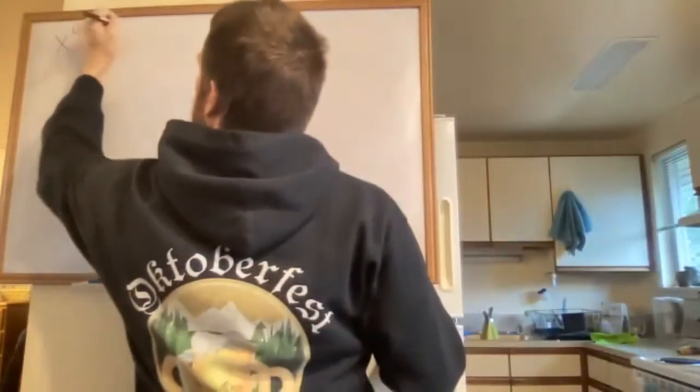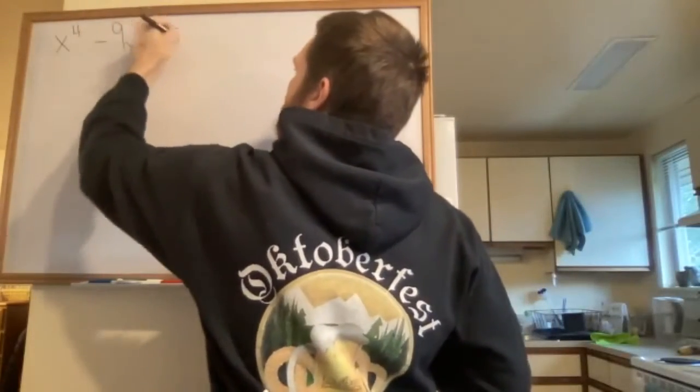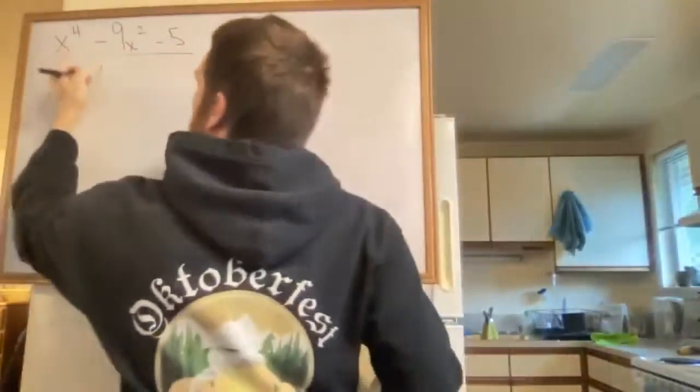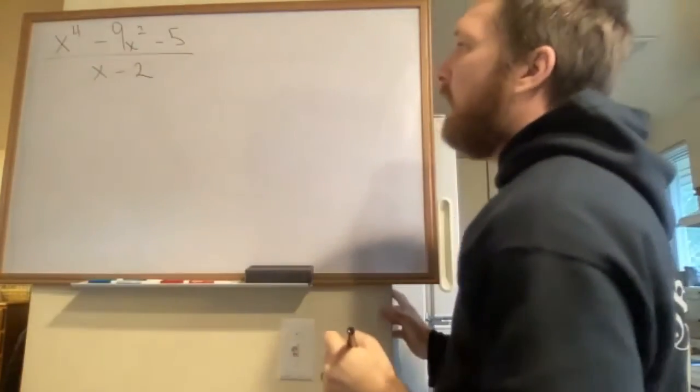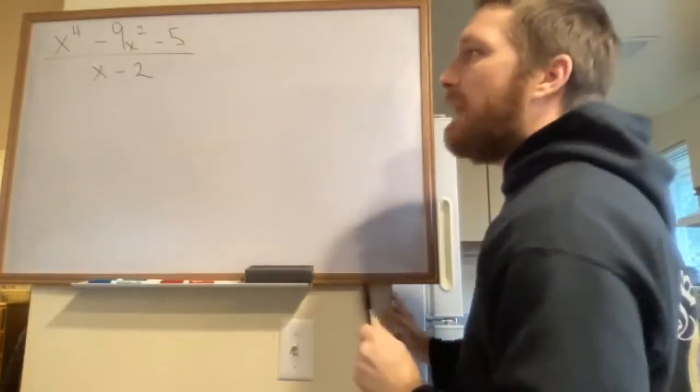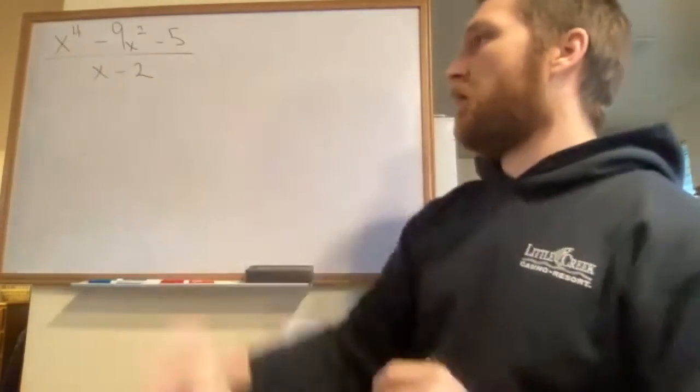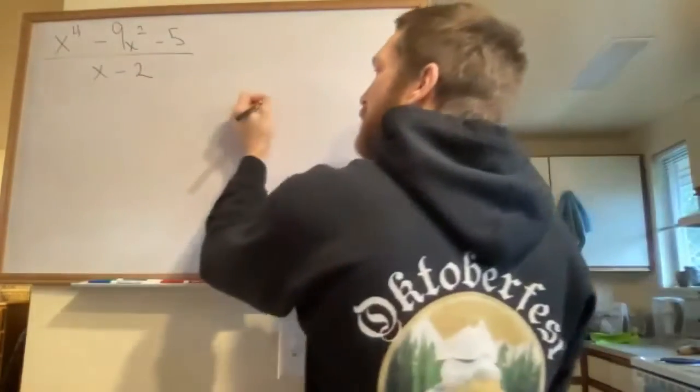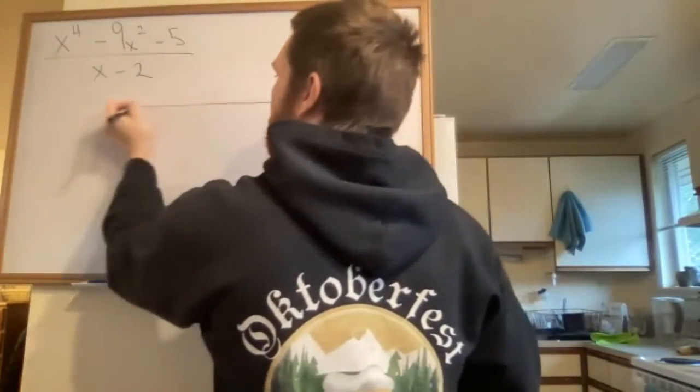So minus 9x squared minus 5 divided by x minus 2. Okay, we have a polynomial divided by a polynomial with more than one term. So we've got to use our polynomial long division.